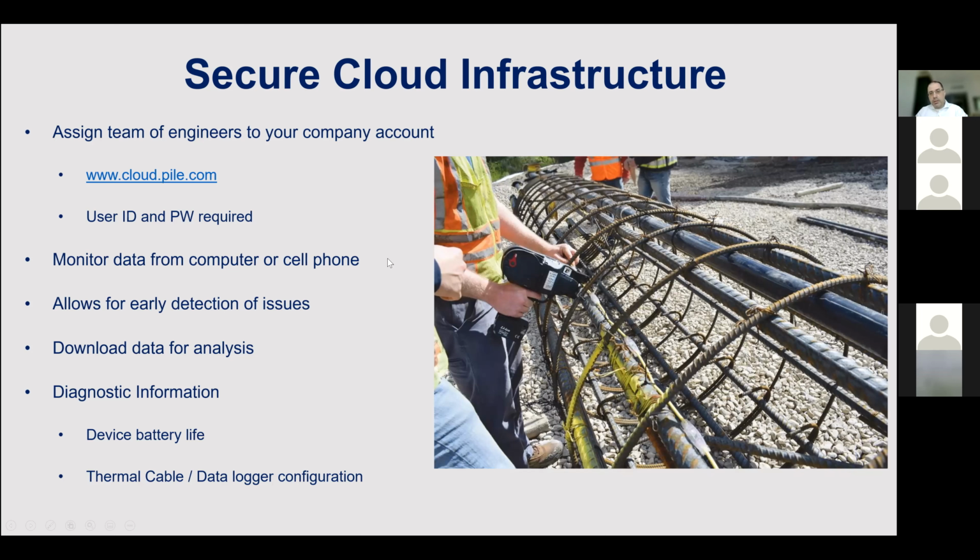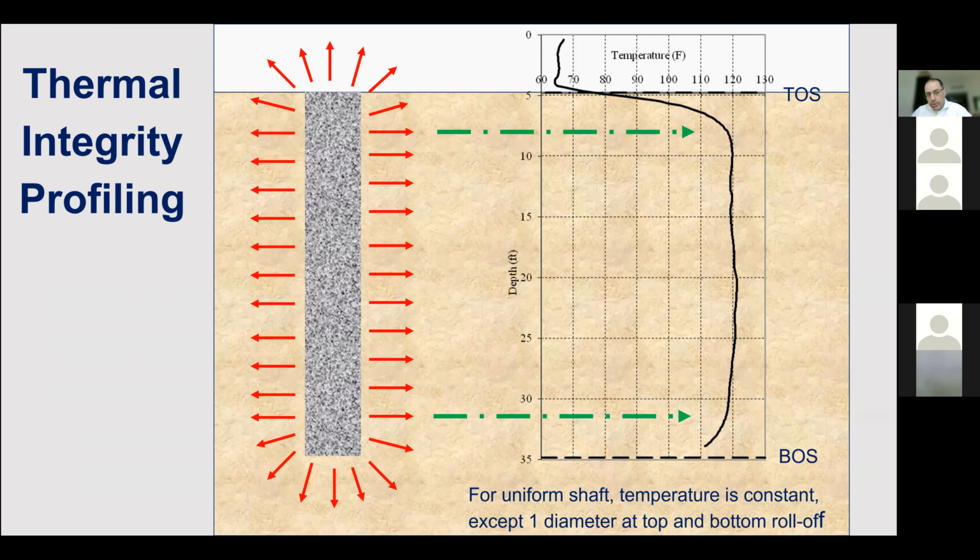Now, just to explain a little bit about the theory behind the method, when you install a deep foundation, and during the curing process, you pour the concrete. The concrete during curing, the temperature rises during the curing process, and this temperature dissipates to the surrounding medium, the surrounding soil or the air. So if you take a uniform shaft and you average the temperature along the profile, it should give you a constant temperature along the shaft, except at the top and the bottom, because you have more energy dissipation around the top and the bottom.